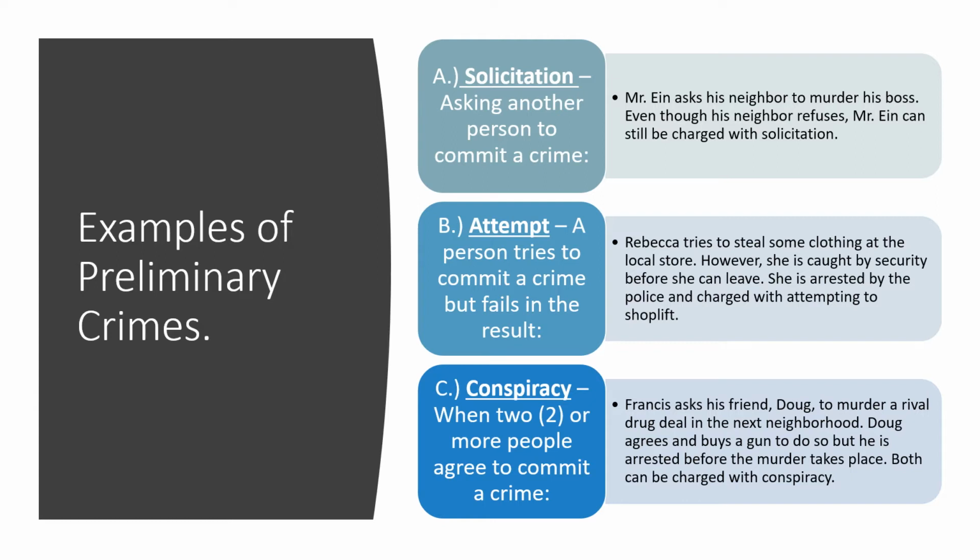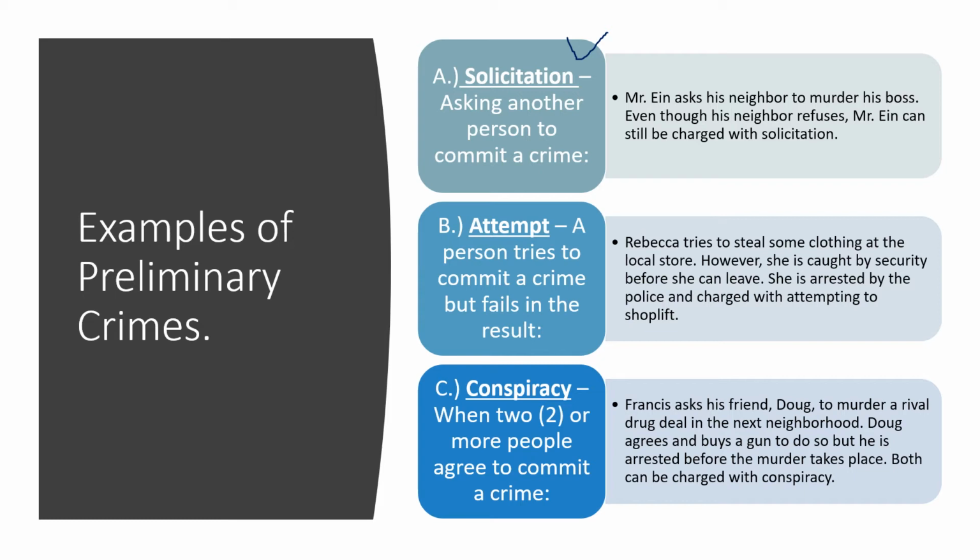examples of preliminary crimes as well, okay? One of these is solicitation. Solicitation is asking another person to commit a crime. For example, let's say Mr. Ein, I made up some names here, chose some random names. Mr. Ein asks his neighbor to murder his boss. Even though his neighbor refuses, Mr. Ein can still be charged with solicitation.